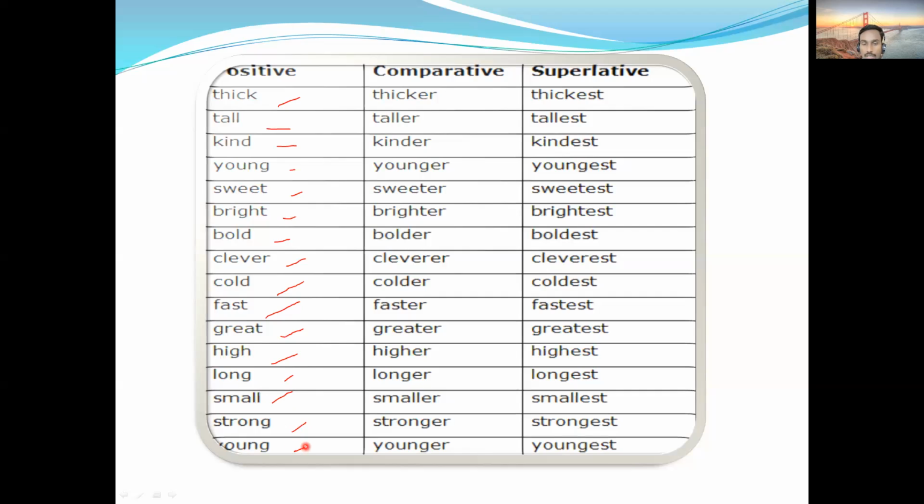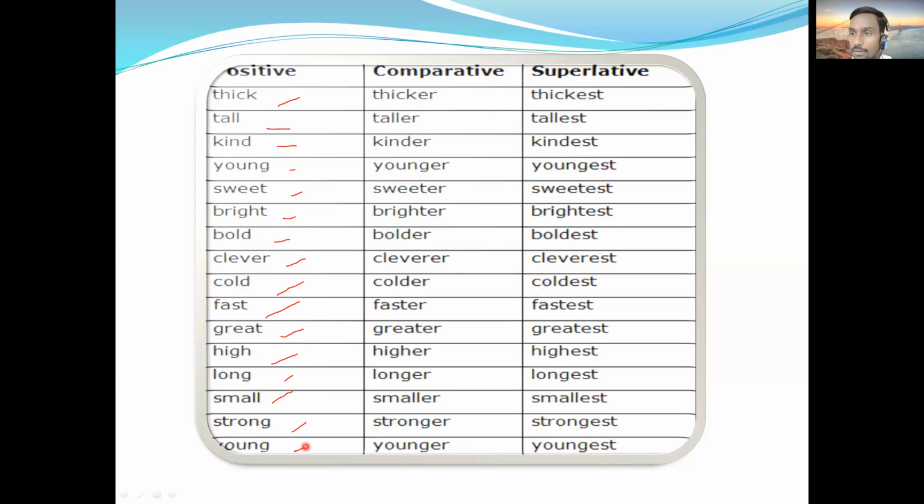And young, younger, youngest. Might be some adjectives are repeated, but you just make a separate list of these three forms of adjectives. Try to add as many as you can. Okay, so let's take attendance and then we will close it here.